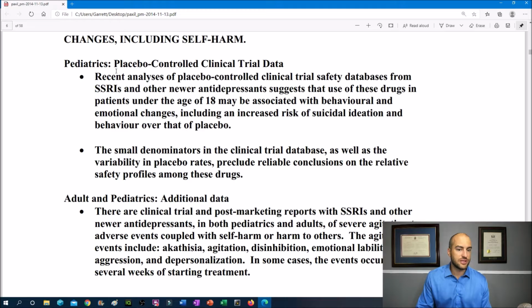So in pediatrics, placebo-controlled clinical trial data. So recent analysis of placebo-controlled clinical trial safety databases from SSRIs and other newer antidepressants suggests that use of these drugs in patients under the age of 18 may be associated with behavioral and emotional changes, including an increased risk of suicidal ideation and behavior over that of placebo. The small denominators in the clinical trial database, as well as the variability in placebo rates, preclude reliable conclusions on the relative safety profiles among these drugs.